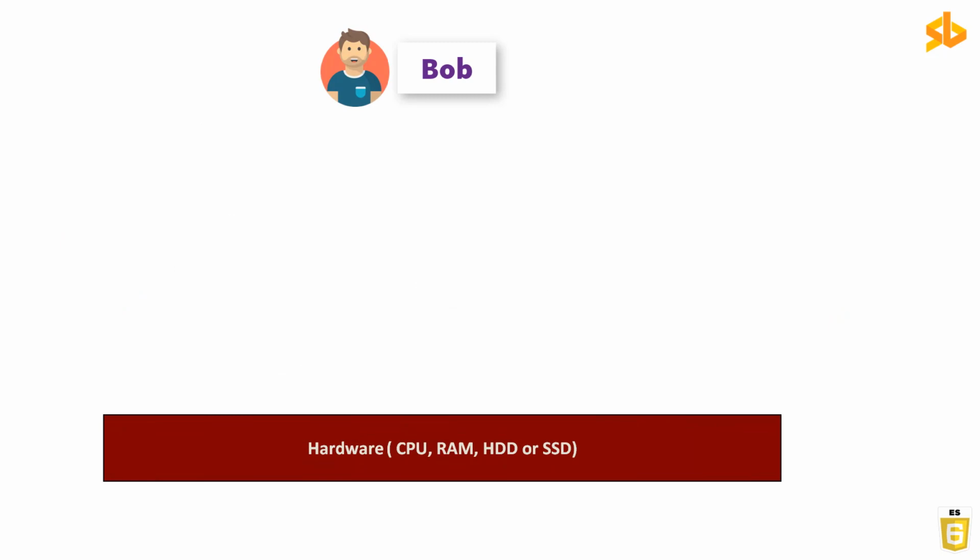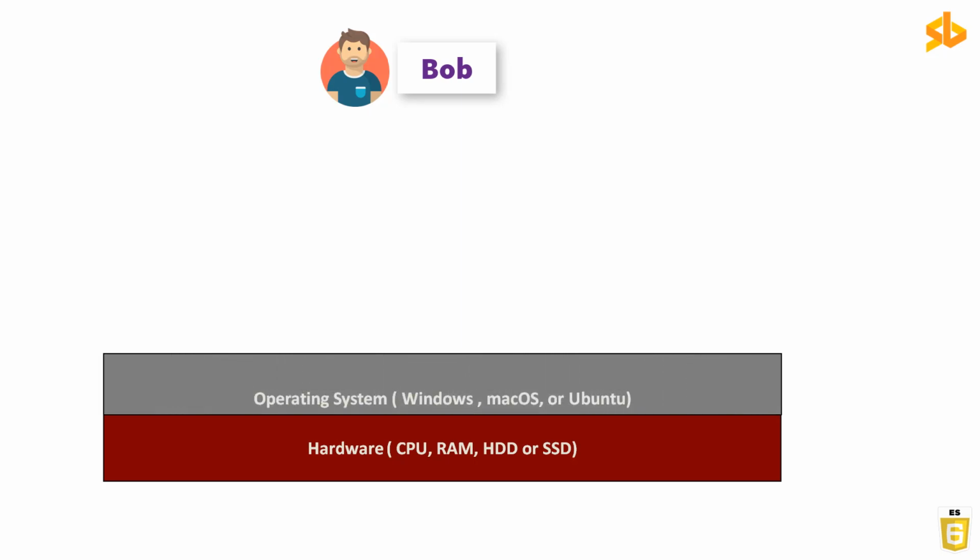Now in order to access the hardware of his desktop computer, he needs to install a software called an operating system on it. Operating system is a software layer which is effectively sitting on top of the hardware of the computer and acts as an interface between the user of the computer, that is Bob here, and the underlying hardware.